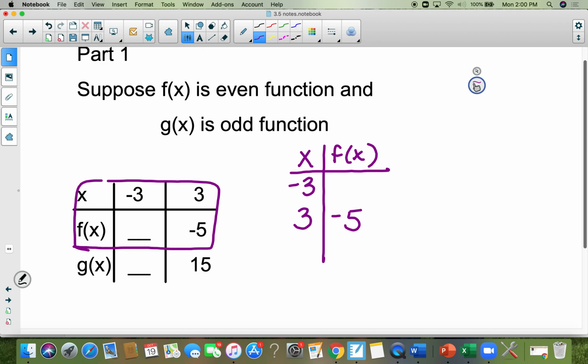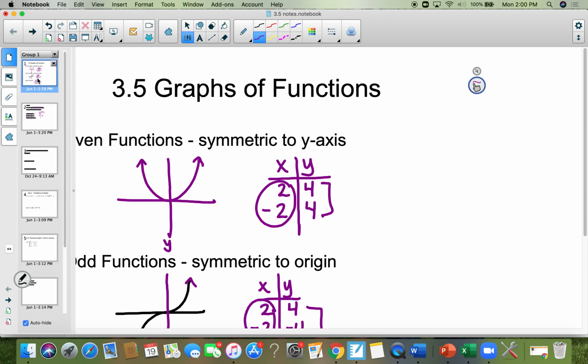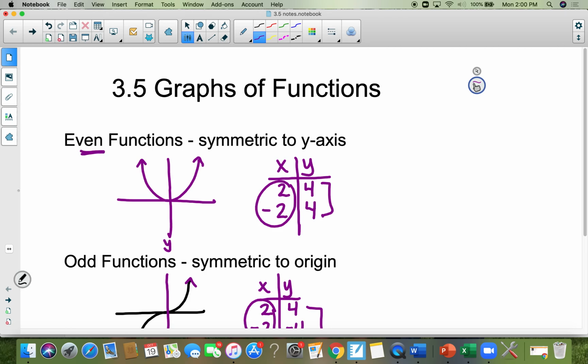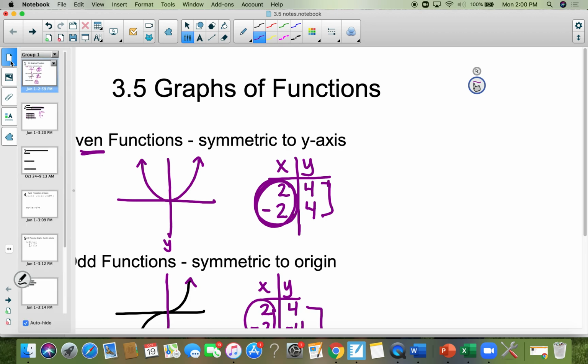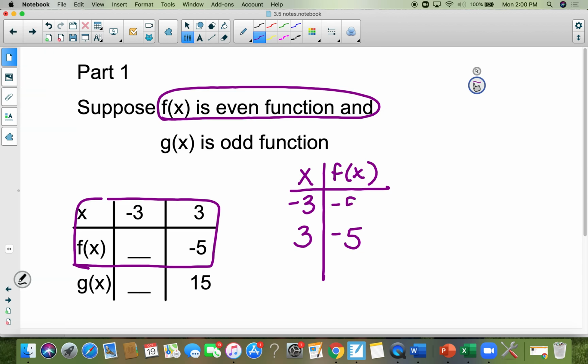And suppose f of x is an even function. What does it mean to be even? Let's go back. To be an even function, the x values are opposite of each other, but the y values have to be the same. So to fill in the chart, which you'll have to do on the test, for it to be an even function, this number also needs to be a negative 5.